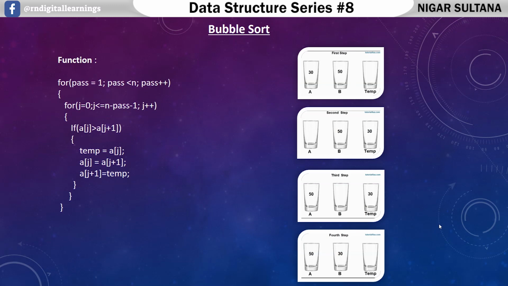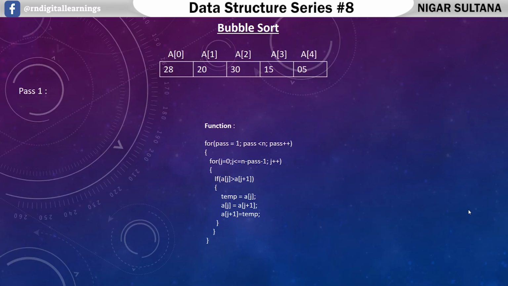Okay, let's understand with the help of the example. Let's take the same example. 28 is placed at A of 0, 20 is placed at A of 1, 30 at A of 2, 15 at A of 3, 5 at A of 4. Now let's understand from this function. Initially the pass value is 1. First I have initialized the value of pass to 1. So this is the initialization.